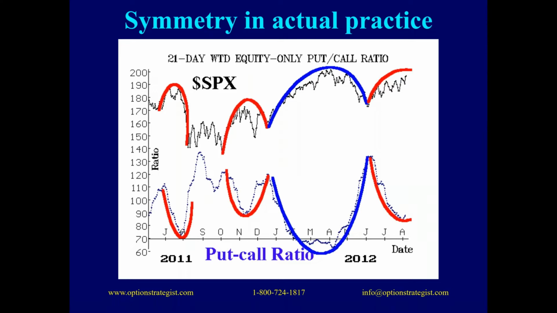But here's why we use the equity-only put-call ratio. On top is the S&P 500 index. That's not a current chart. And on the bottom is the equity-only put-call ratio. And you can see that most of the time this inverse relationship exists. And so that's why we use the equity-only put-call ratio to predict the S&P 500.